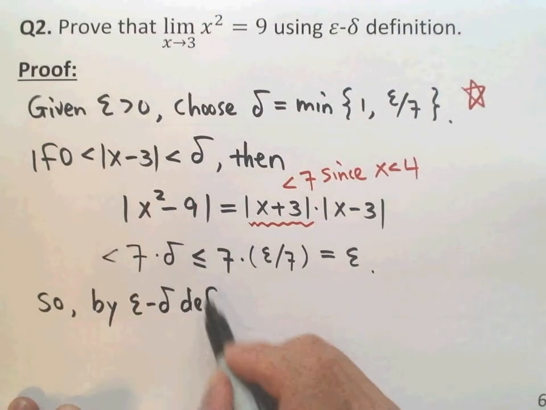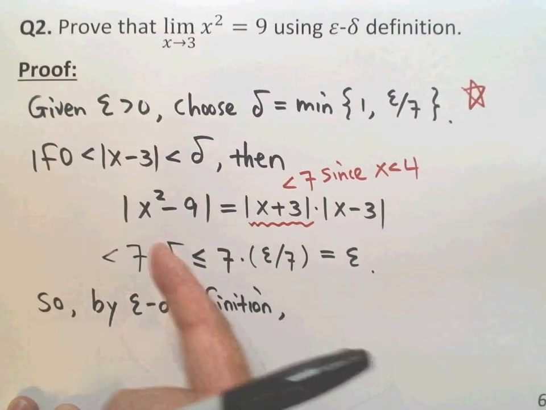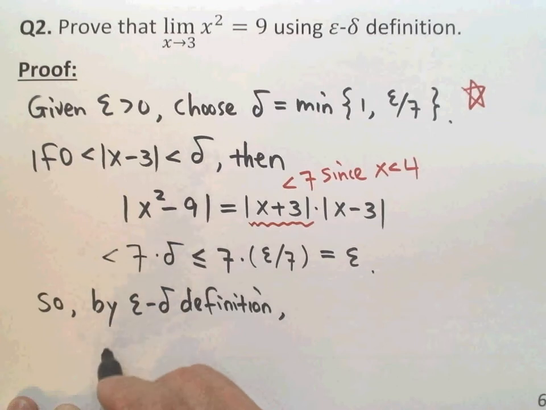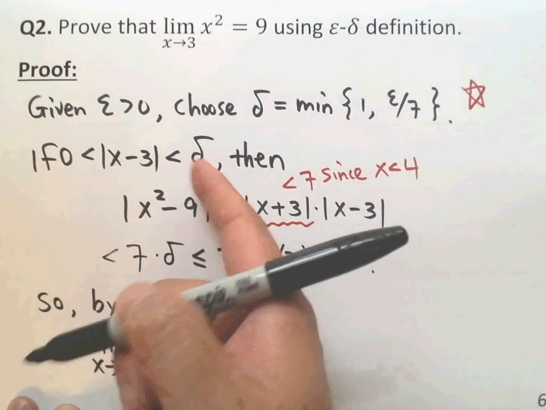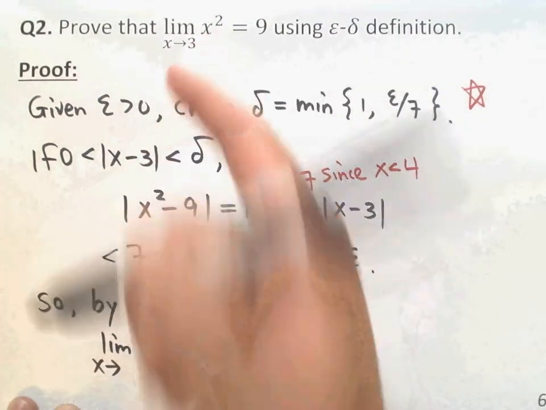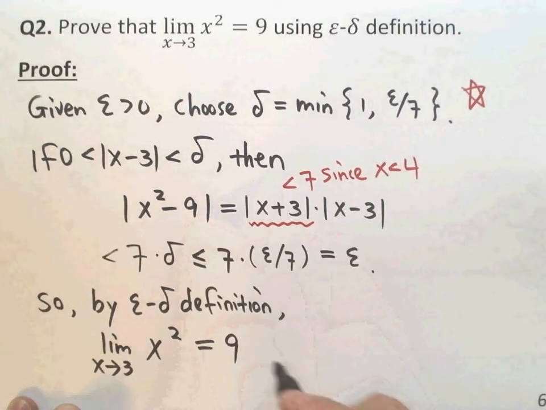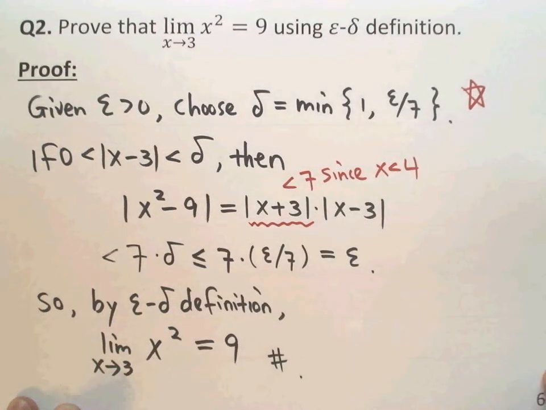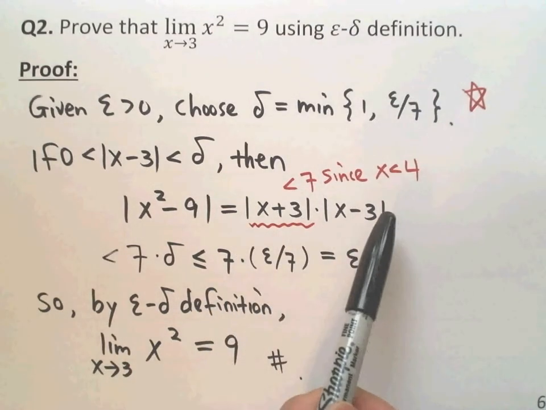So by epsilon delta definition, right? Okay. Definition. We have the results. The limit is 9. Okay. The limit as x approach 3. So you go to the delta neighborhood of 3. So it's 3. And the function is x squared equals 9 there, L. This is the proof for the second.